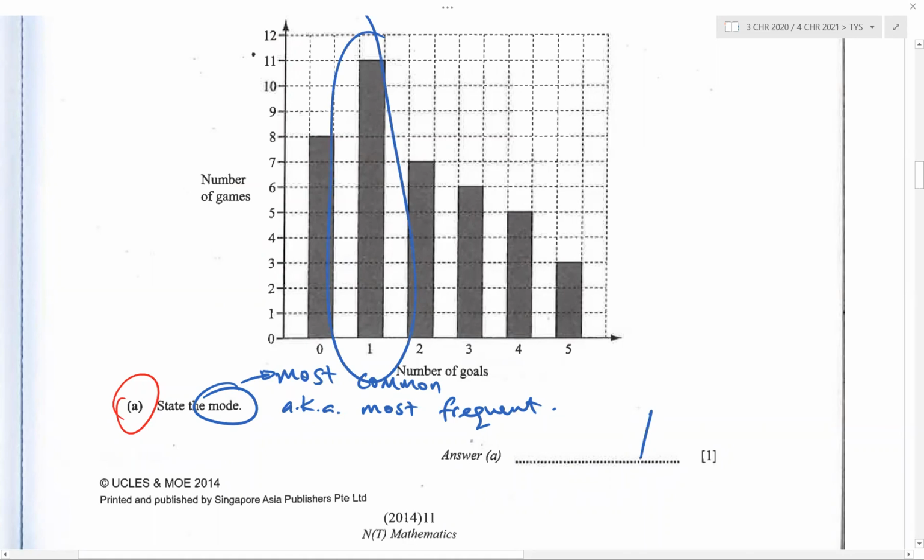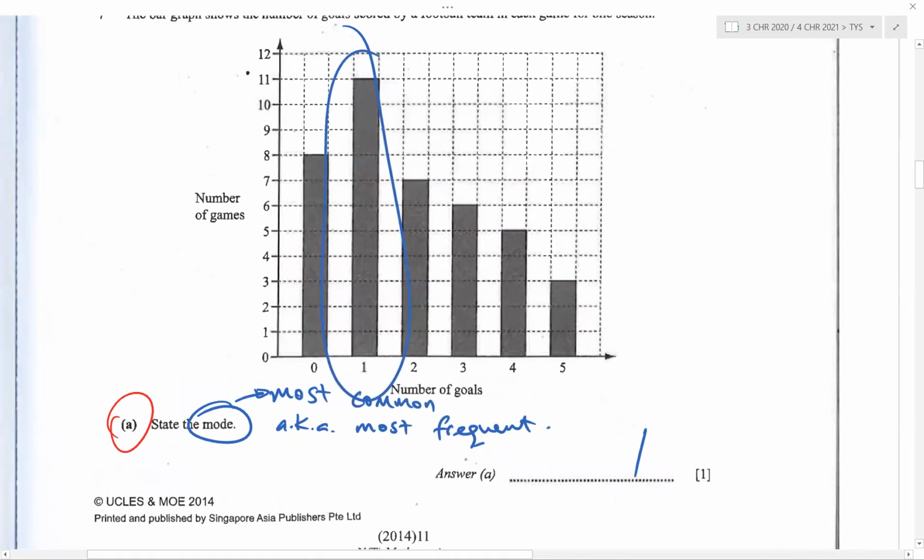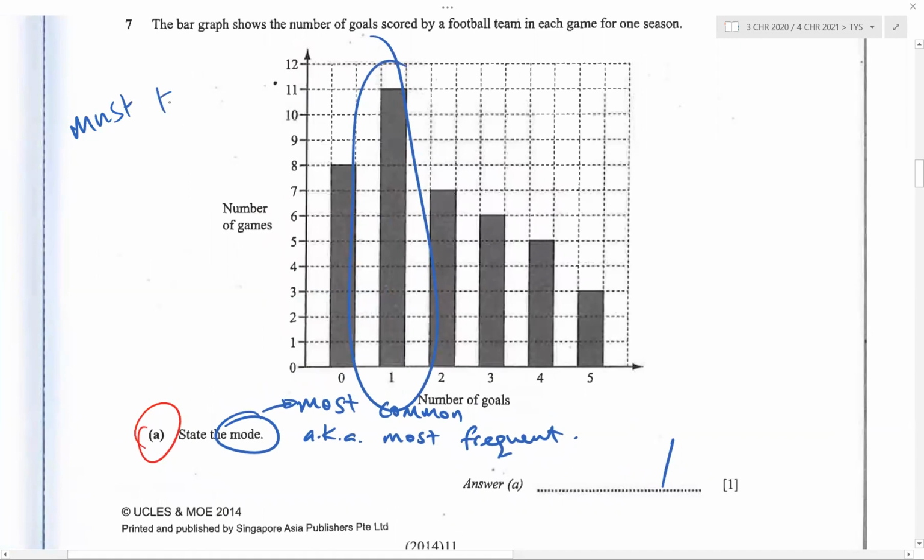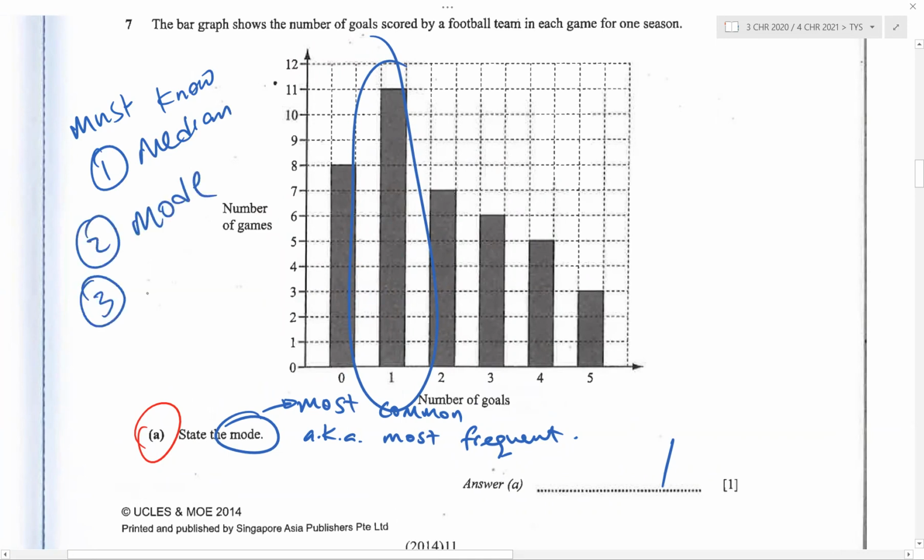Write it properly, 1. Then, of course, you must know what median, mode and mean are. Must know what they all are. Median is a middle value.